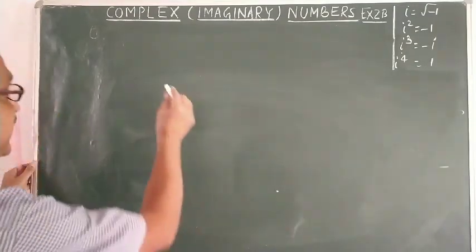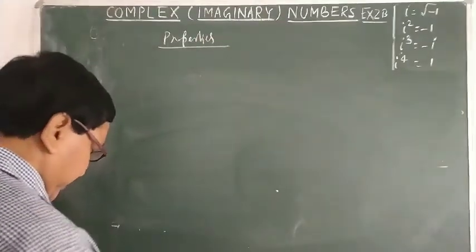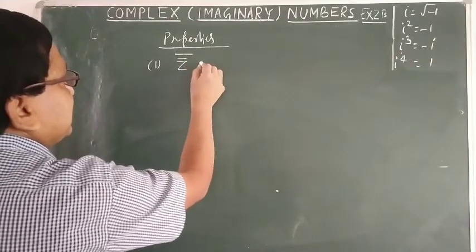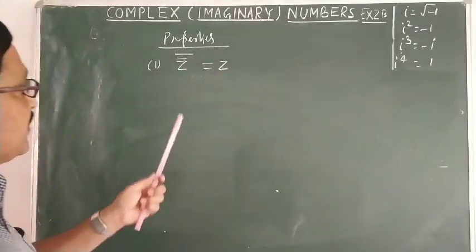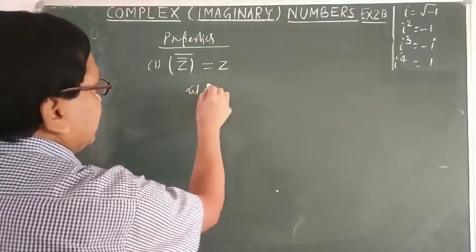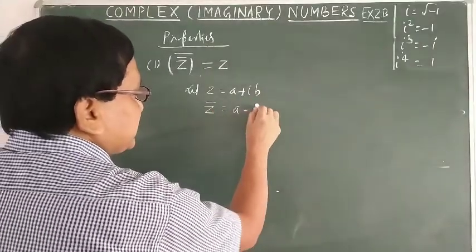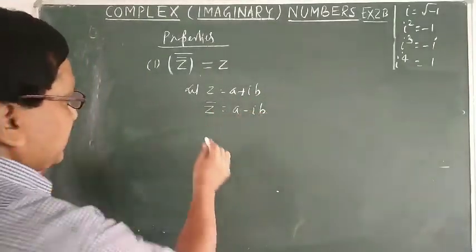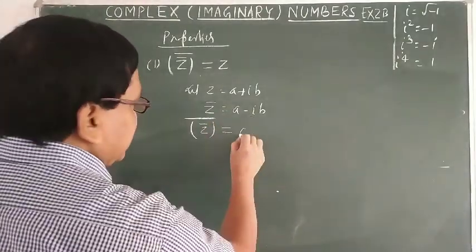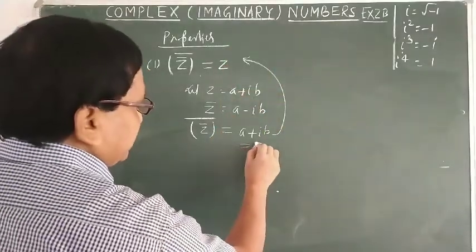Now there are some properties. The properties must be known to the students. Let me discuss the properties one by one. So first property: the conjugate of z bar is equal to z simply. The proof is very easy. Let z is equal to a + ib, then z bar is equal to a - ib. The conjugate of this, again z bar bar, is a + ib. So this is nothing but z. So this is z, proved.